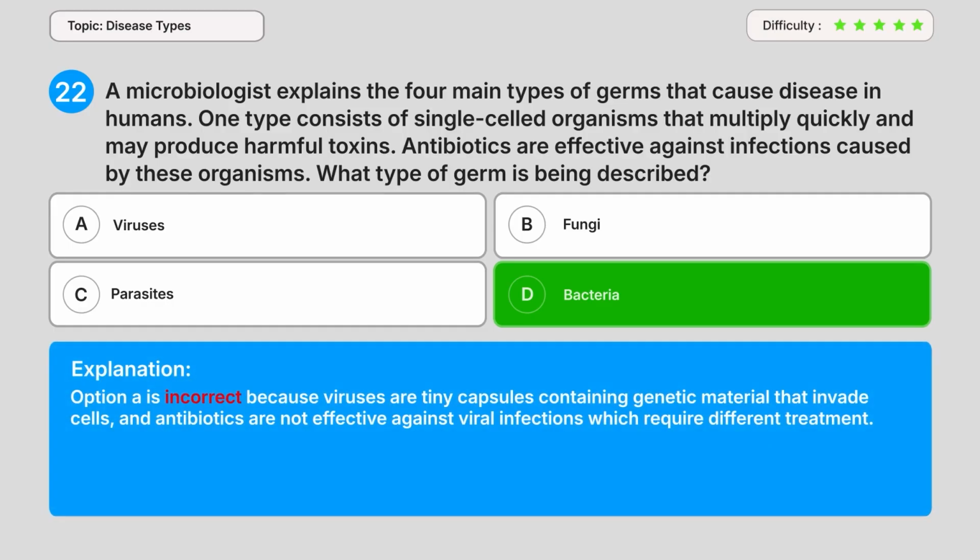Option A is incorrect because viruses are tiny capsules containing genetic material that invade cells, and antibiotics are not effective against viral infections which require different treatment.